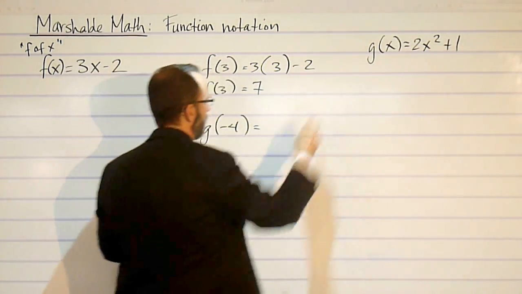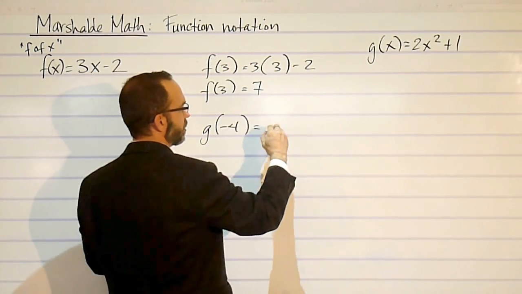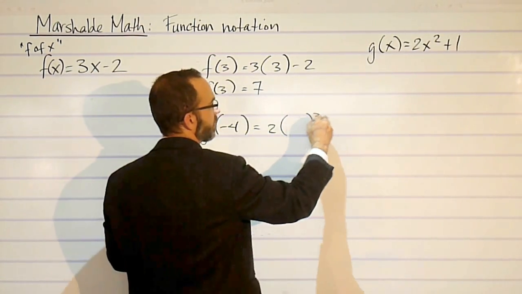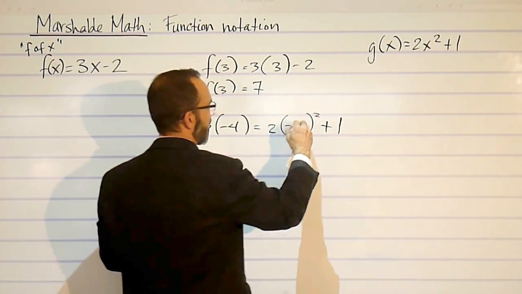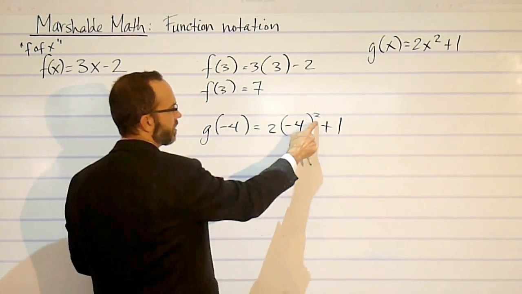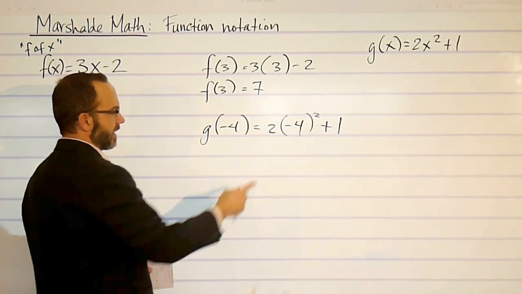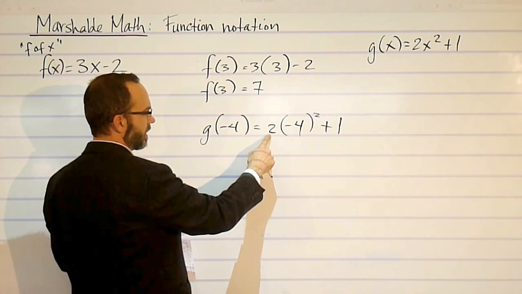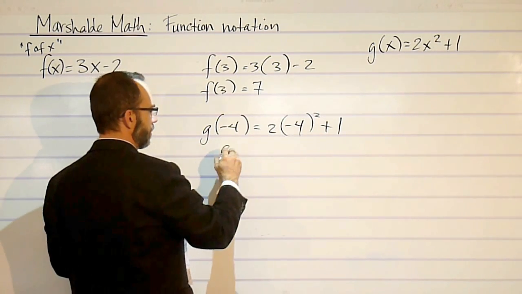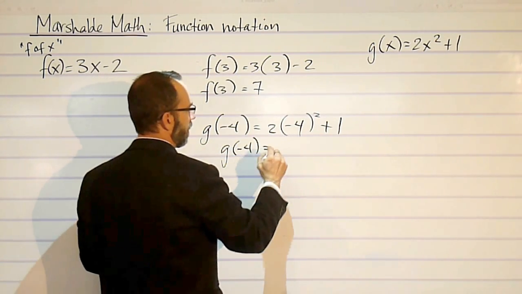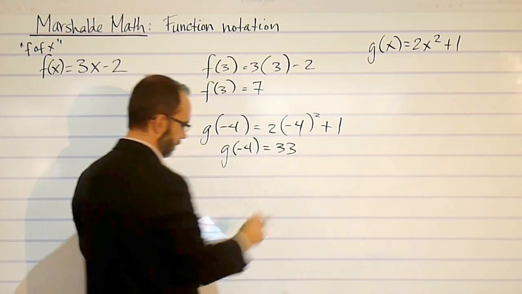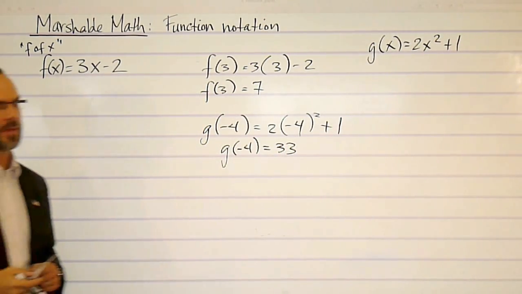I want the g. And I'm going to set up the structure: 2 times something squared plus 1, with negative 4. Let's see here. Negative 4 squared, that's 16, times 2 is 32, plus 1. So g of negative 4, I'm going to say, is equal to 33. Okay? Does that make sense?